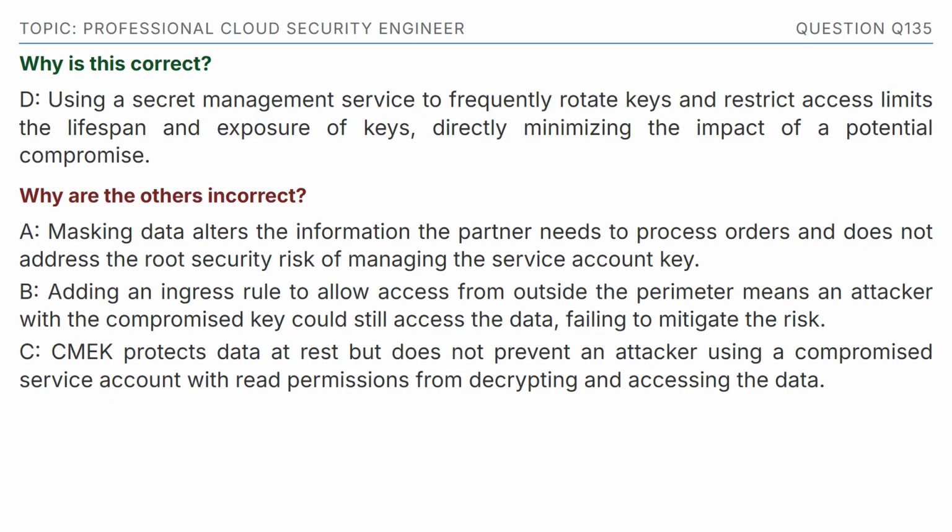B. Adding an ingress rule to allow access from outside the perimeter means an attacker with the compromised key could still access the data, failing to mitigate the risk. C. CMEK protects data at rest but does not prevent an attacker using a compromised service account with read permissions from decrypting and accessing the data.